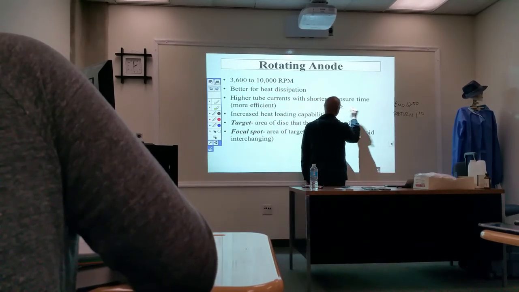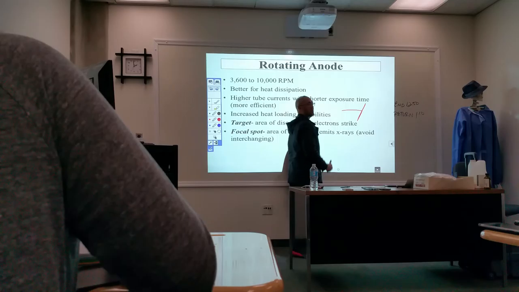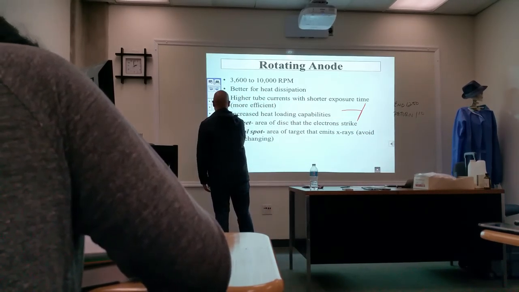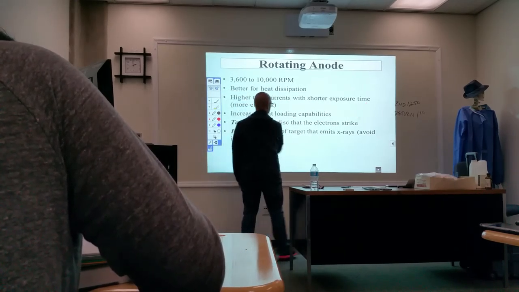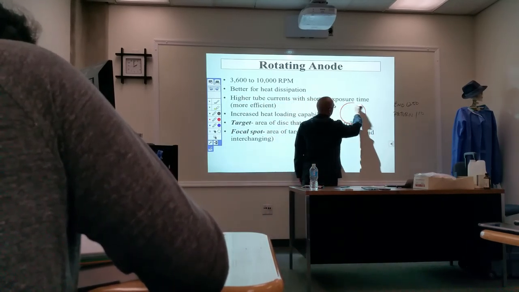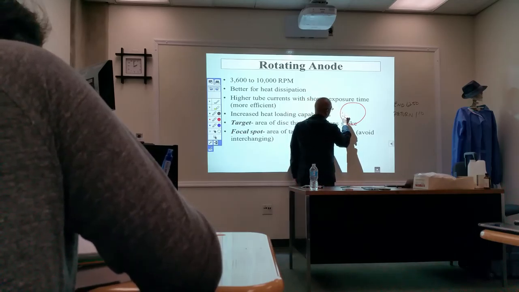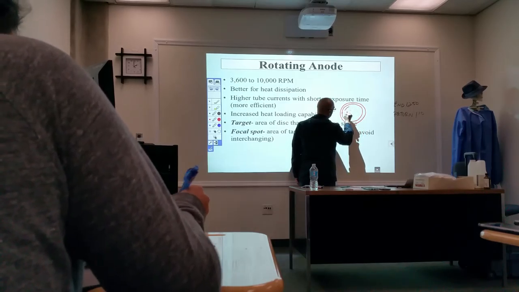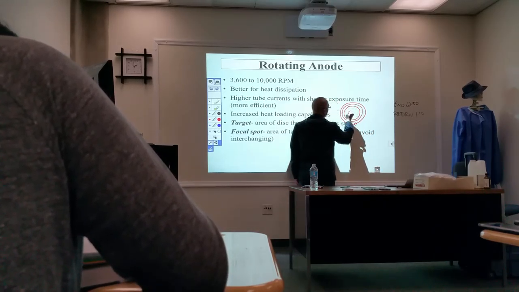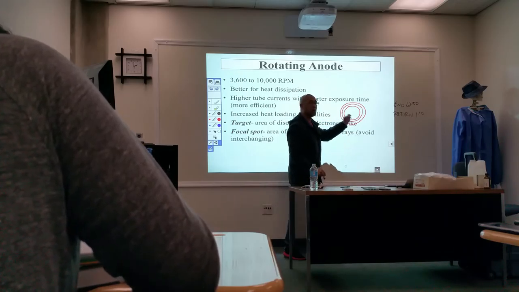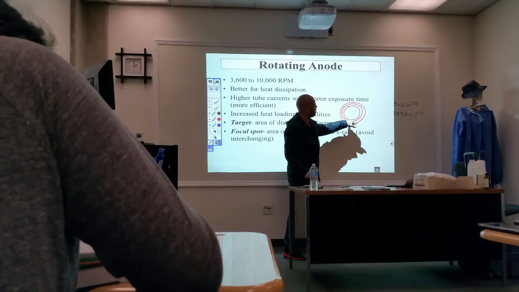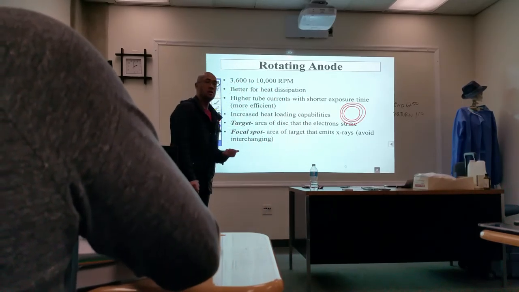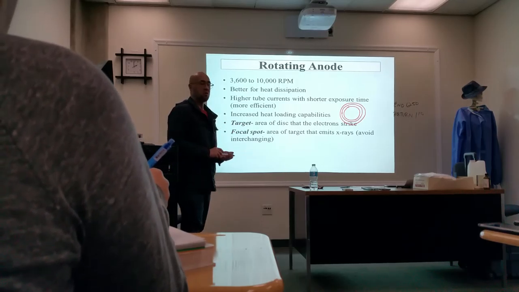Right? So I've been drawing our target like this. This is the profile of our disc. Now, if we were to look at the disc in its front view, you would have an area in which the electrons are going to strike the large part of the disc, and you're going to have an area in which the smaller filament is going to correspond with the smaller part of the disc. So you also have two targets. Okay, one for the large, one for the small.